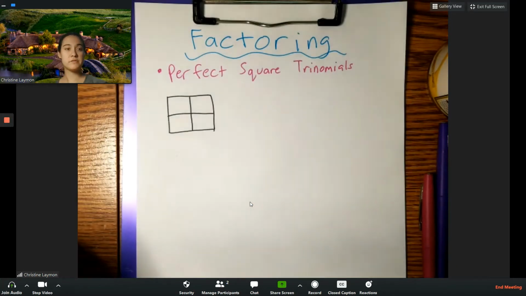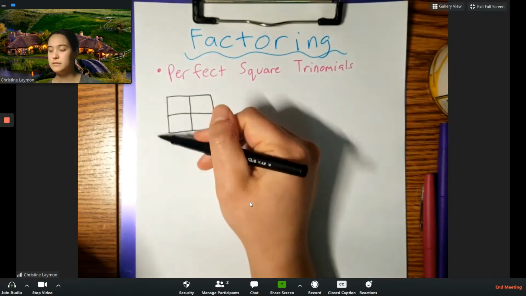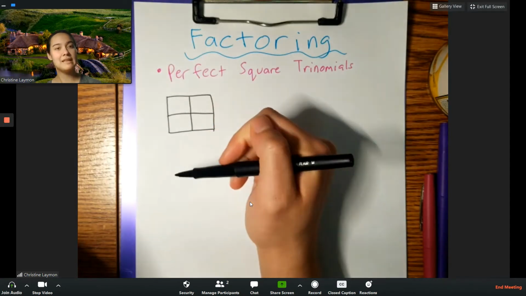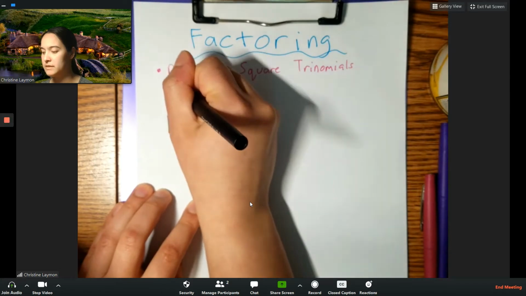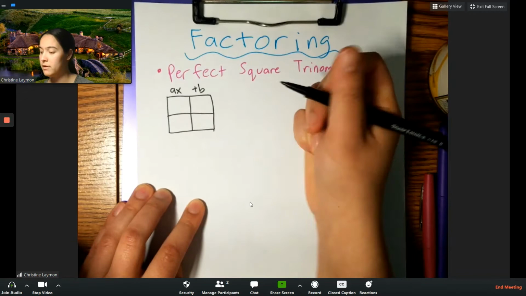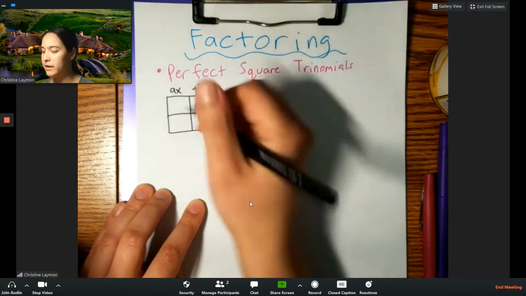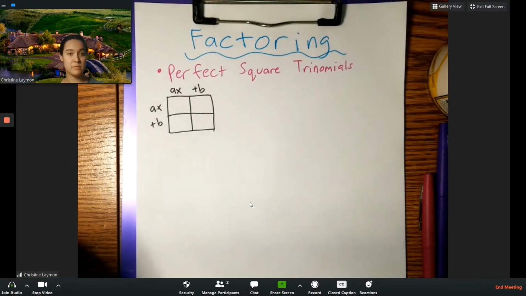Now, a square is something that's like a rectangle, but it has sides that are congruent. So we know that this side length is the same as that side length. Let's pretend we know that this top length is ax plus b. If it's a square, this vertical length here will also be ax plus b. Let's go ahead and multiply and find what that area will actually be.